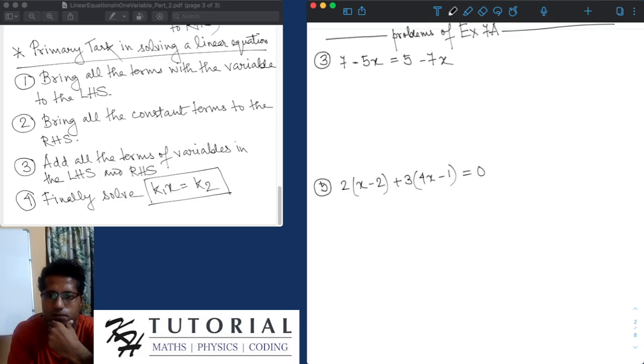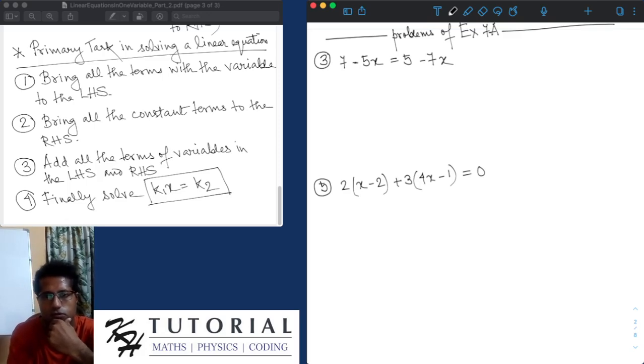I will gather all the x terms to the left hand side, and I will gather all the constant terms to the right hand side, and I will then sum up all the variable terms in the LHS and sum up all the constant terms in the RHS. That is one way of doing it.